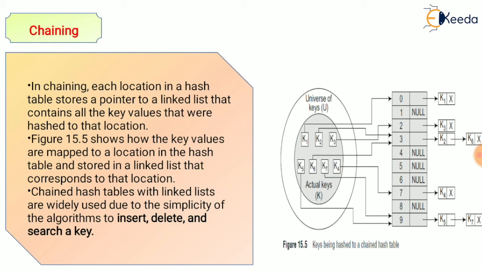So as you observe the figure, it shows the key values are mapped to the location in the hash table and stored in a linked list that corresponds to that location.